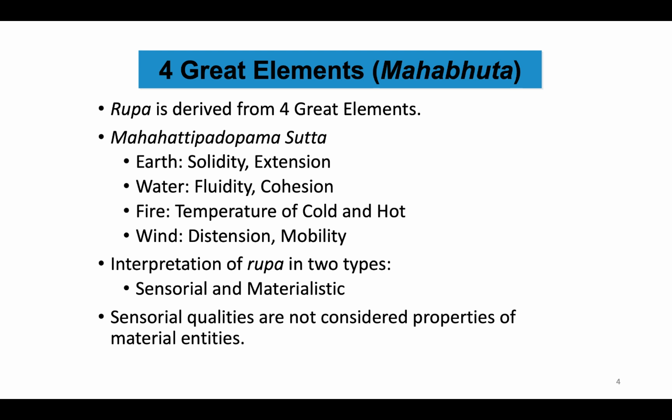Sensorial qualities are not considered properties of material entities. Each element, such as earth, water, fire, wind, you might think that those are all material. It seems to not include sensorial qualities. That is more like a Western point of view. In Buddhism, there is no dualistic concept such as mind and matter are separated. In Buddhism, sensorial aspect and materialistic aspect, they go together.